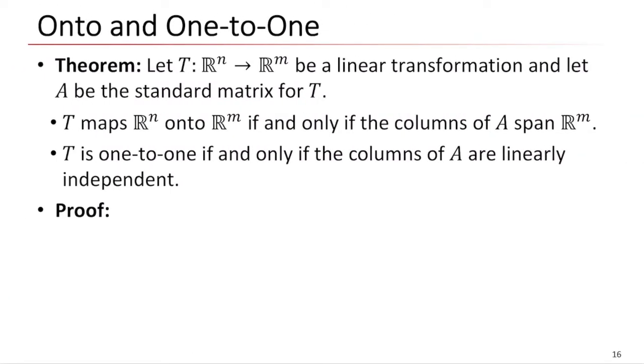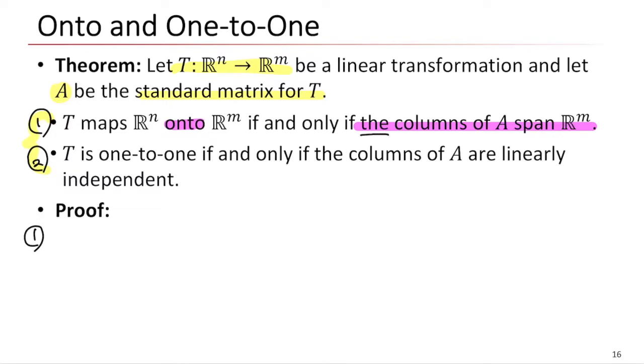Okay, let's move on to the second theorem. So let's say there is the transformation T from the Rn space to the Rm space. Let the matrix A be the standard matrix of the transformation T. Then there are two sub-theorems. The first one is the transformation T maps Rn onto Rm if and only if the columns of matrix A span the Rm space. Okay, let's prove this one first.